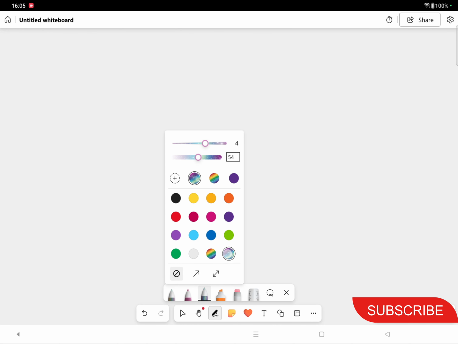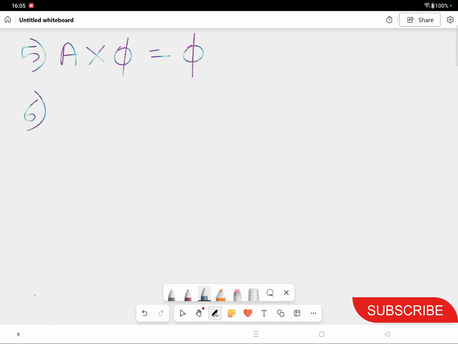Coming to the next property, property number 5: A cross phi is always equal to phi. Phi means it's a null set. So if you find the Cartesian product of any non-empty set with a null set, the result will always be a null set.